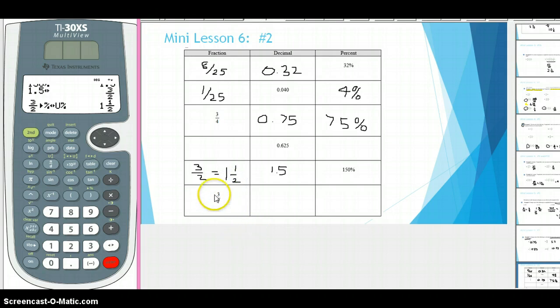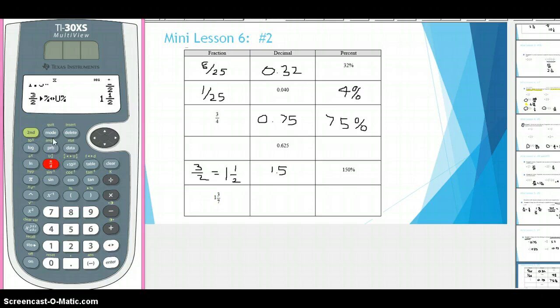And now this last one, we have 1 3/7. So 1 is 100%. So this is going to be larger than 100%. I'm going to start by changing it to a decimal. I'm going to hit enter. Notice it gave me an improper fraction, so I'm going to hit this magic button. And there is our decimal.